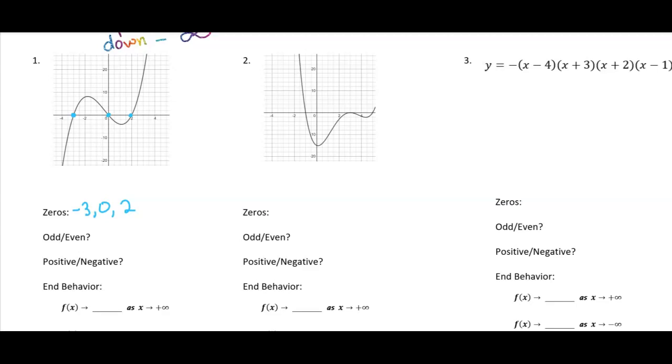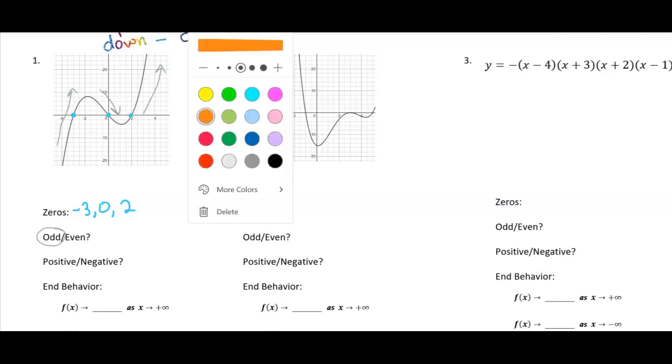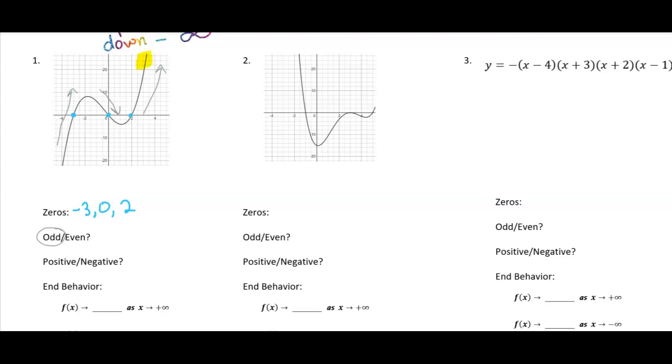Now, if you don't have the function, you can kind of see how many directions it goes. This goes up, that's 1, down, that's 2, up, that's 3. So 3 is an odd number, so it is an odd function. Positive or negative, remember you look at your arrow on the right, and I don't see an arrow, but that's kind of the right side, and it's going up, and so that means it's positive, because up numbers are positive.